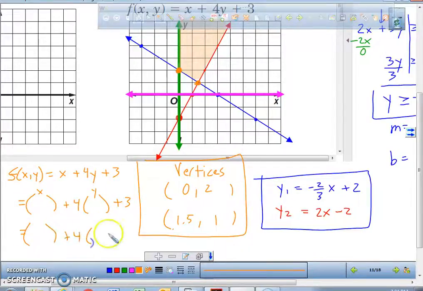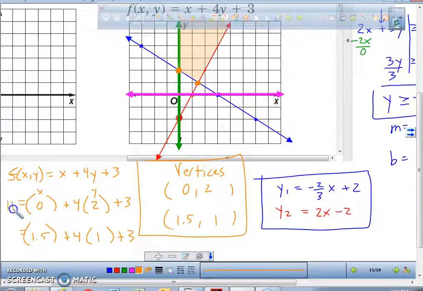Now, once again, what did I say there was not going to be? There was not going to be a maximum because it's unbounded. So if it's unbounded going up, there's no maximum. If it's unbounded going south, that means there's no minimum. All right, here we go. That's a 0. That's a 2. That's a 1.5. That's a 1.